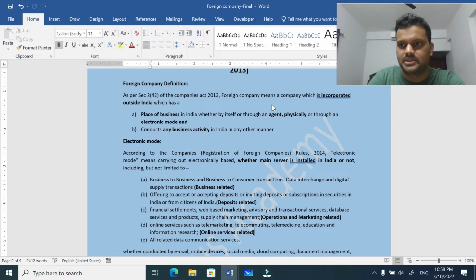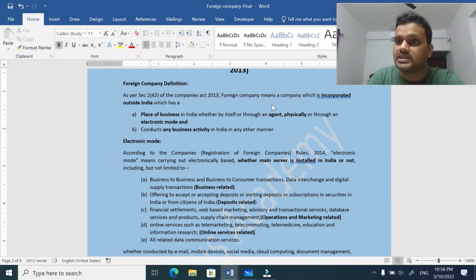So, how many of you say it's a foreign company? That is incorrect. It is not a foreign company. It has not complied with all the three conditions. What are all the three conditions? Company should be incorporated outside India. Yes, it is. It was incorporated in Singapore.